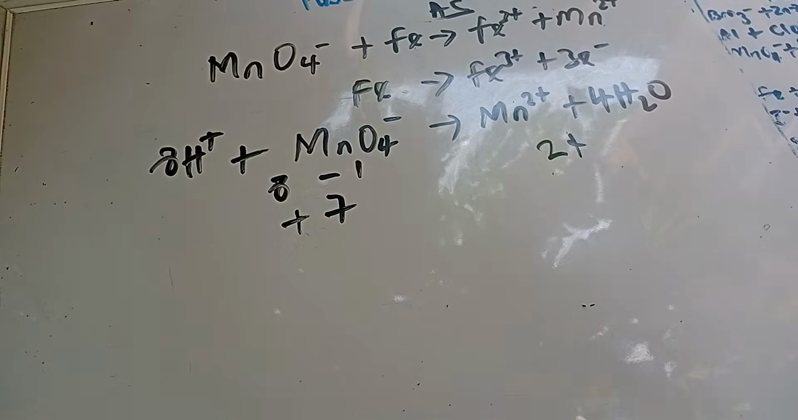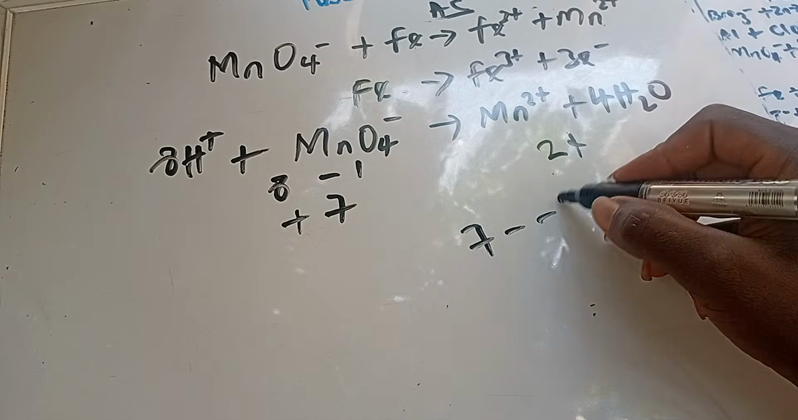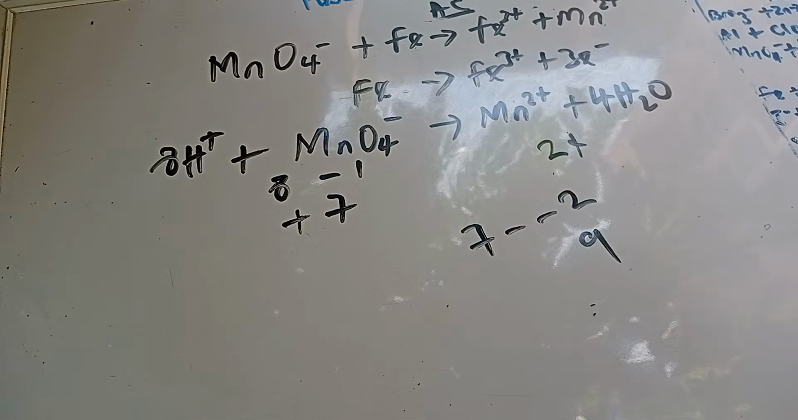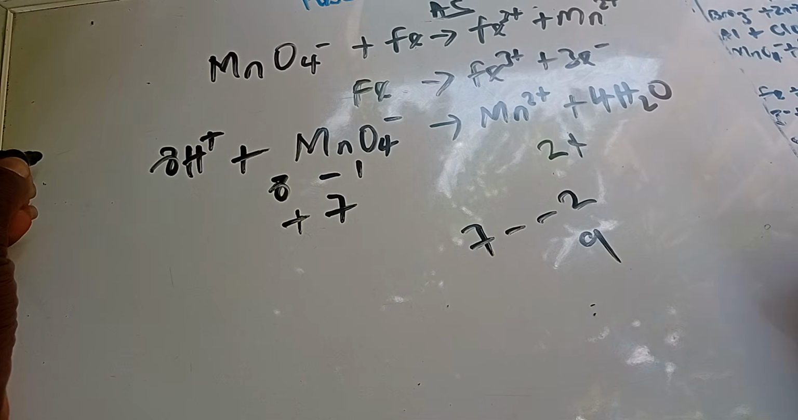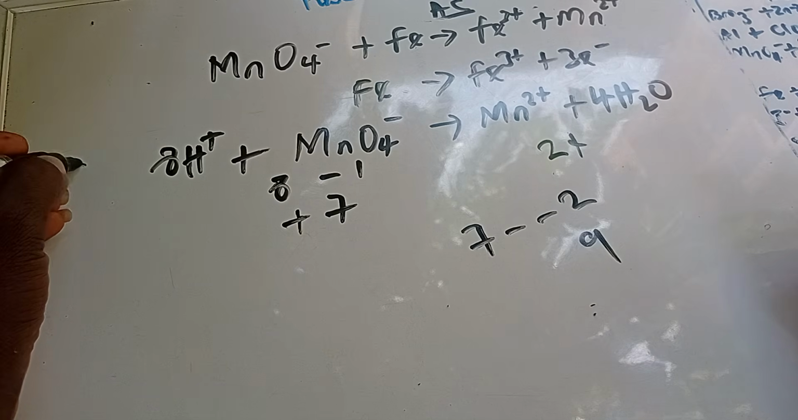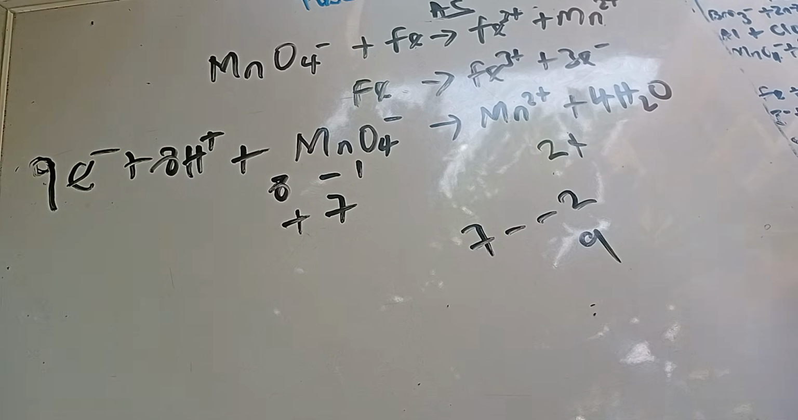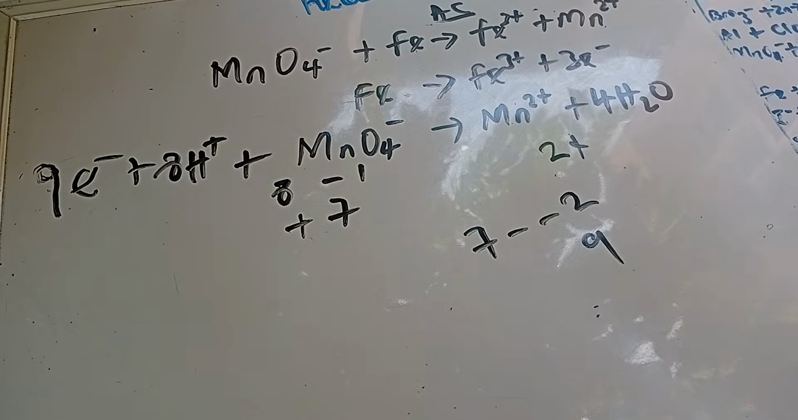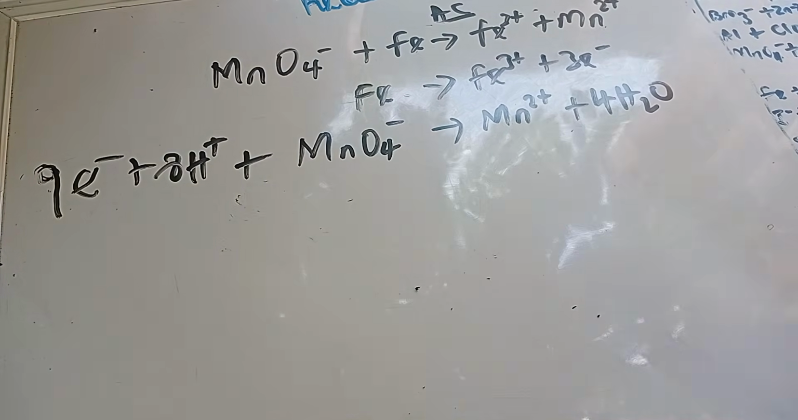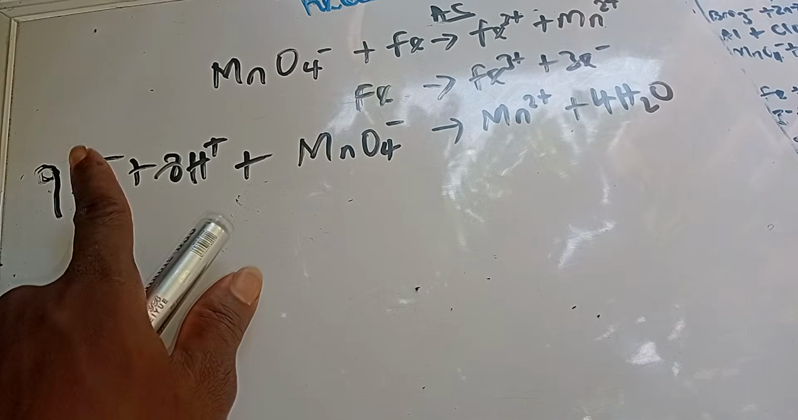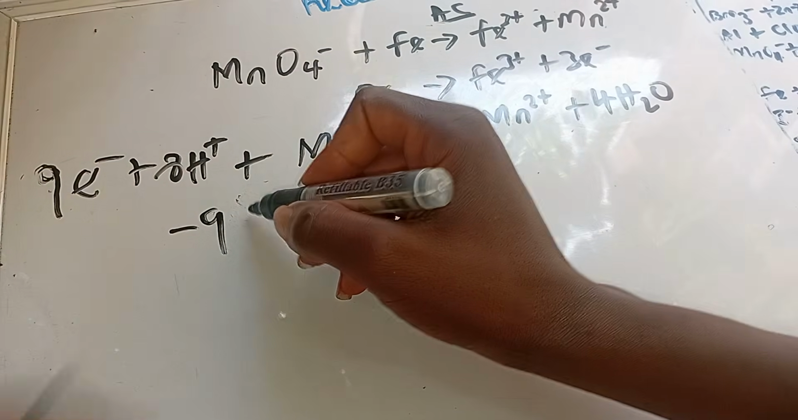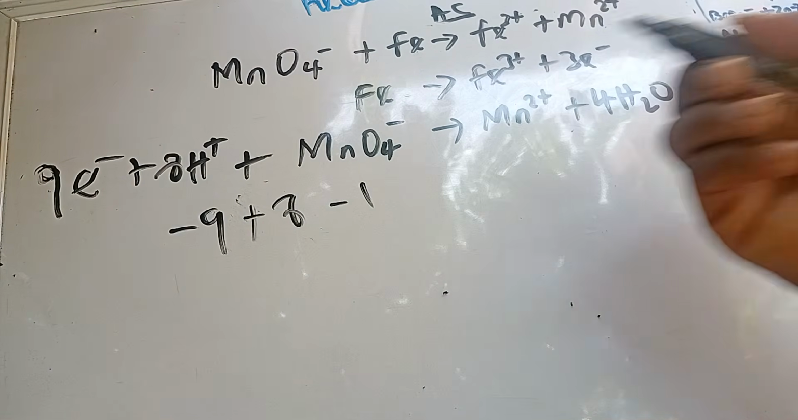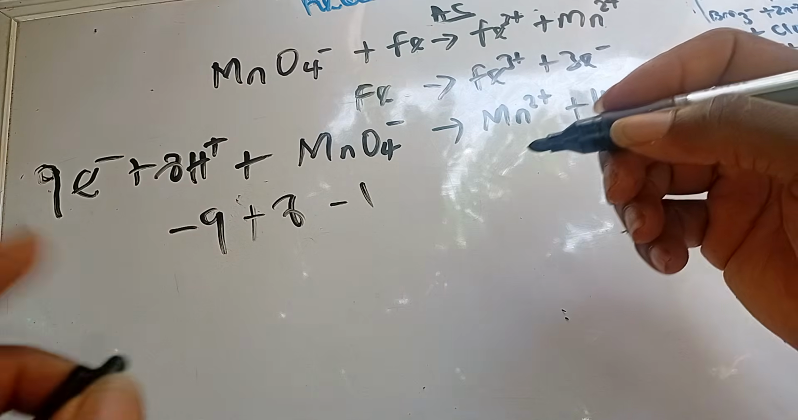So that means we are adding electron to this side. So how many electrons are we adding? That should be 7 minus minus 2, that's 9. So we're adding 9 electrons to this side. That's 9 e minus plus. We're adding 9 electrons. Just do your math there. So because this 9 e minus plus what? So here now we have minus 9 plus 8 minus 1. It becomes what? Come, let me check.